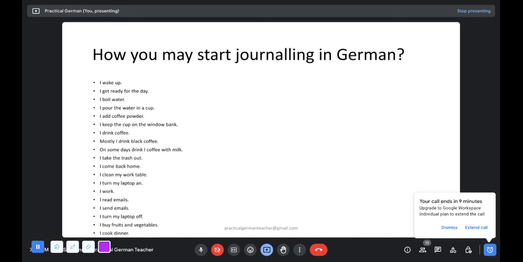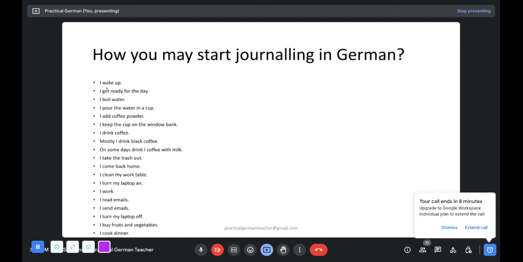So, I say that the best way to learn German is to start journaling your day in German. If you can just talk about everything that you do from morning 7 a.m. to the night time you fall asleep, if you know the German verb for that, your German is actually good enough for you.